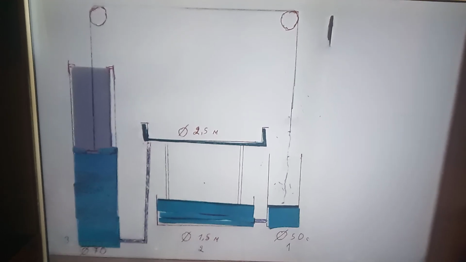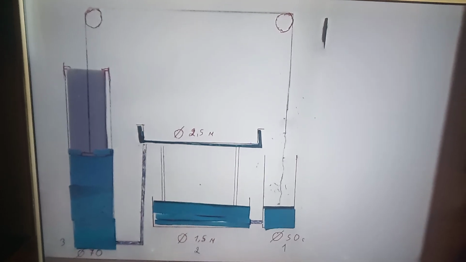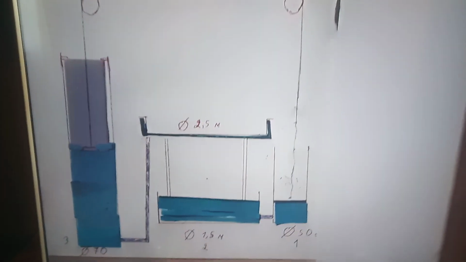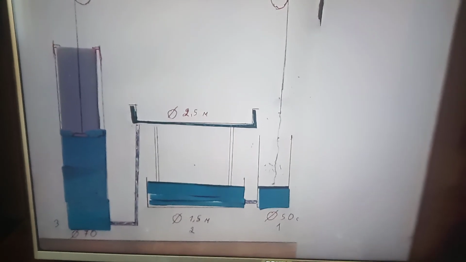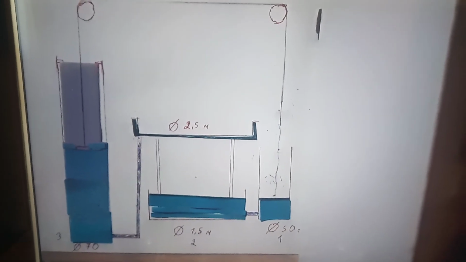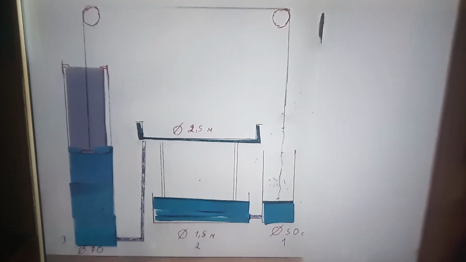Now in more detail how my installation is arranged. My installation consists of 3 cylinders. The dimensions of these cylinders and loads can change. I will now give the dimensions that I calculated for the given installation. Let's start from right to left.